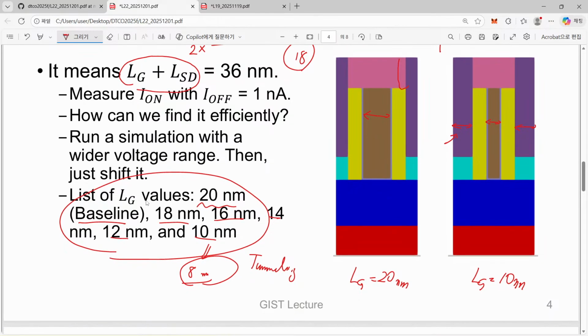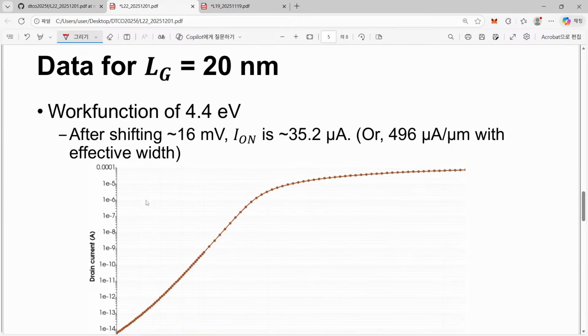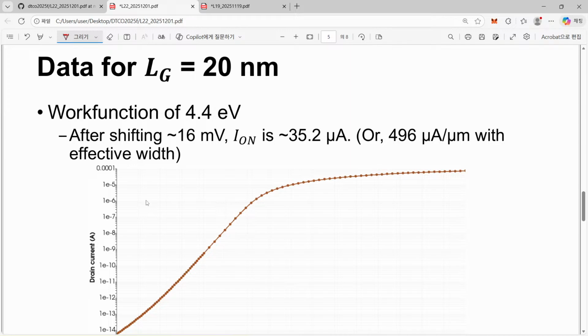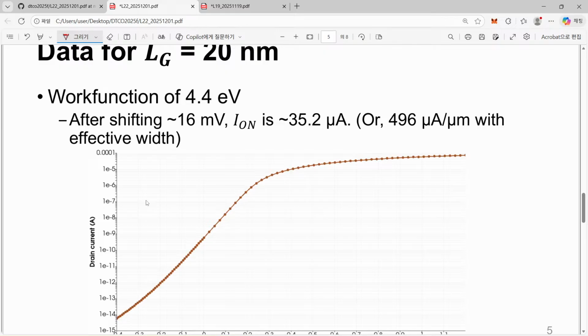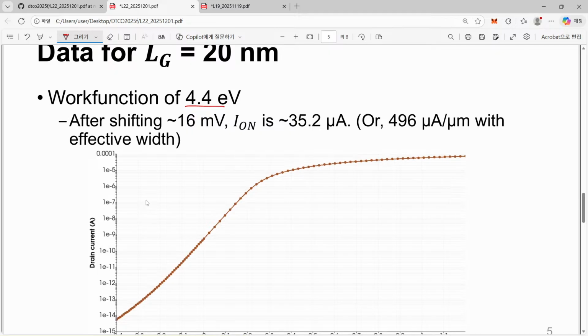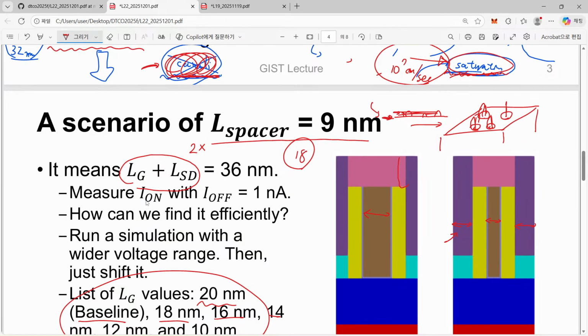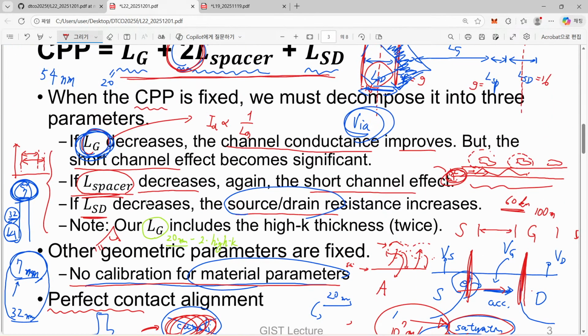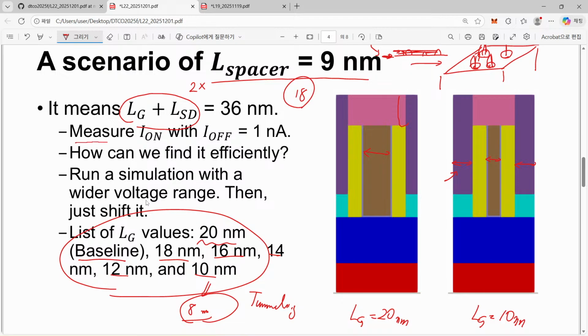So let me just see the result. I'm showing you the data for our default device, the baseline device of gate length 20 nanometer, and just set some work function. But actually work function in this case is not that important. I will explain the reason. I think my presentation material skipped one important point. Yes, here we have an important statement.